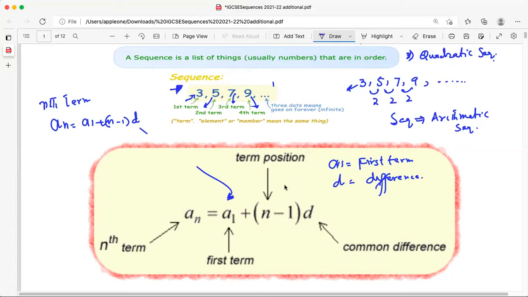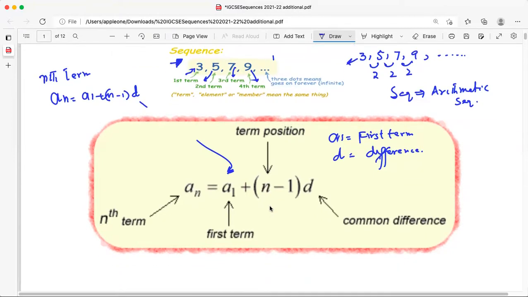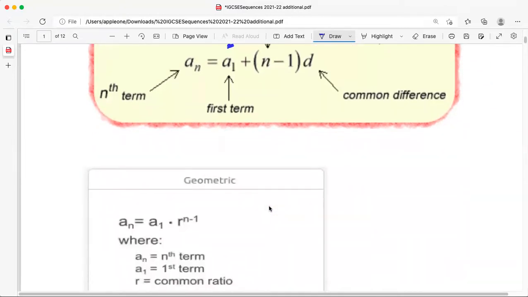What is the term position meaning? If you're finding the second term, you will input n is equal to 2. If you're finding the third term, you will input n is equal to 3. If you're finding the fifth term, you will input n is equal to 5. If you're finding the 10th term, you'll input n is equal to 10. So that's the formula for the arithmetic sequence nth term. I hope it's clear to all.